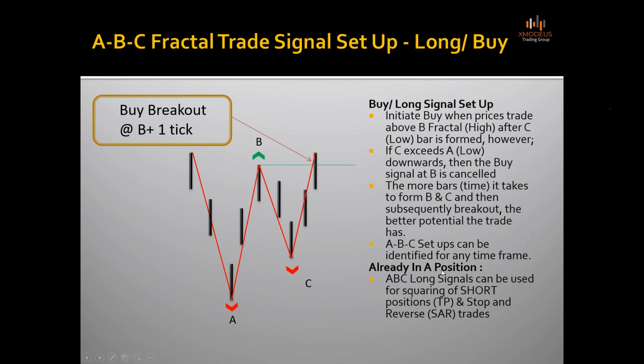If you're already in a position, let's say for example you have a short position, you can use the ABC long signal to square off your short positions, which is a stop and reverse trade. That means you stop all your shorts, take profit, and then you go long. So this is an ABC trade signal for a buy.